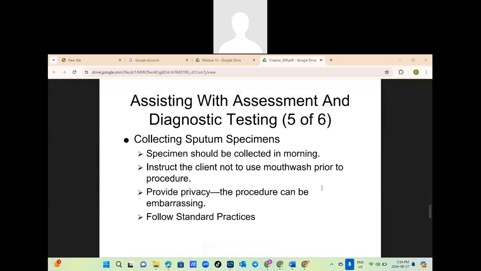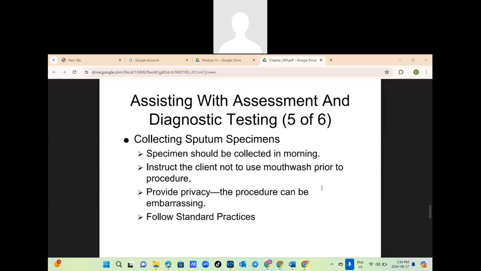Collecting sputum specimens. Specimens should be collected in the morning. Instruct the client not to use mouthwash prior to the procedure, because when they cough it out, it comes with the mouth rinse, the Listerine. So you have to instruct them not to use mouthwash prior to the procedure.